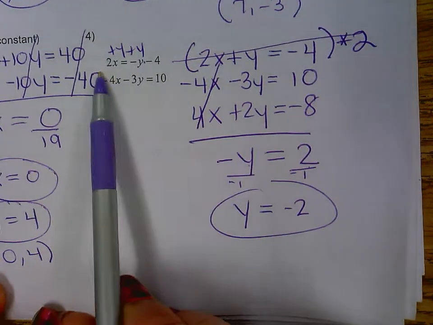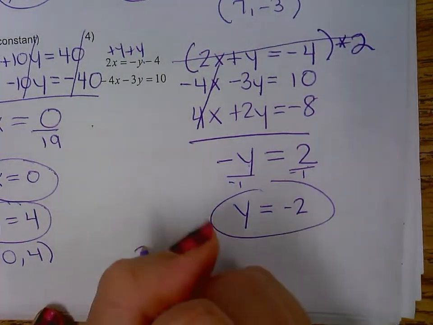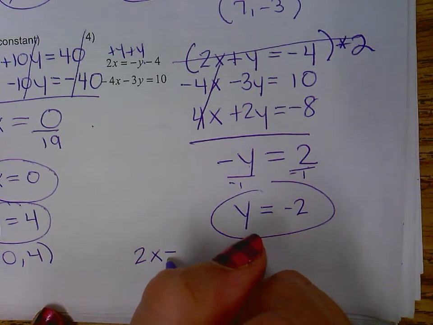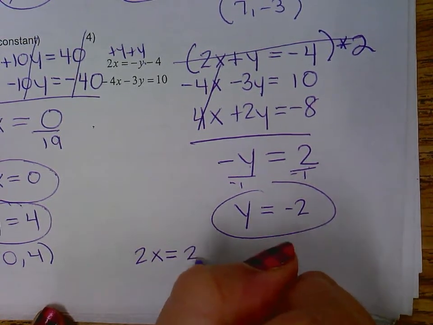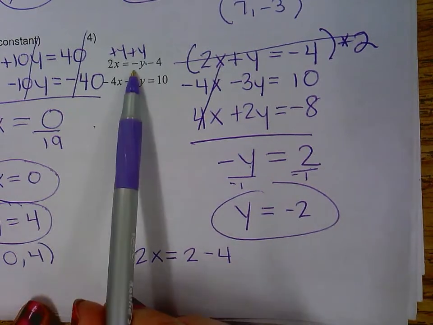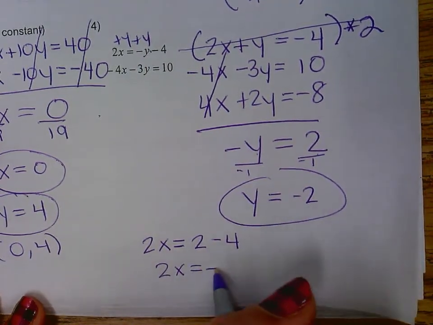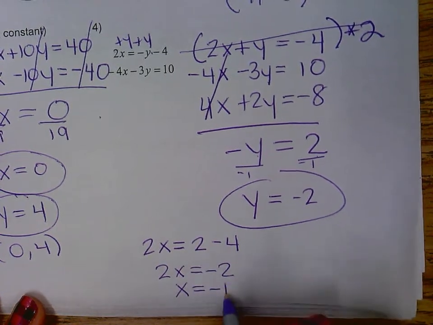I think I'm just going to pick this top equation up here. I've got 2x equals the opposite of y minus 4, right? Because this would be +2. So let's see, 2x equals -2, so x would have to be -1.